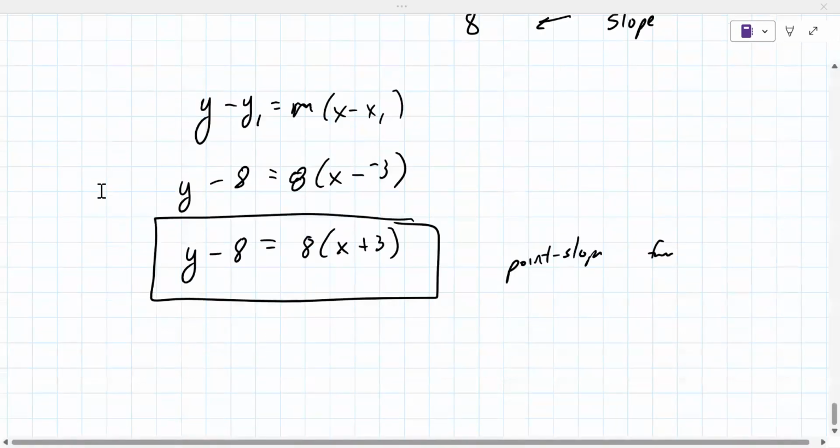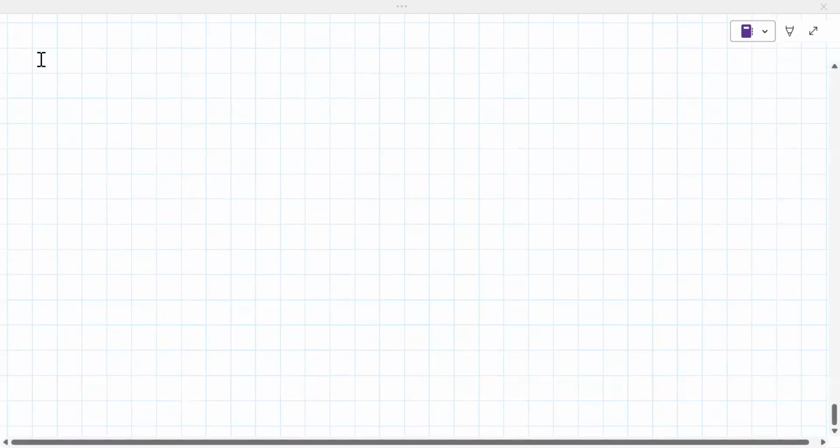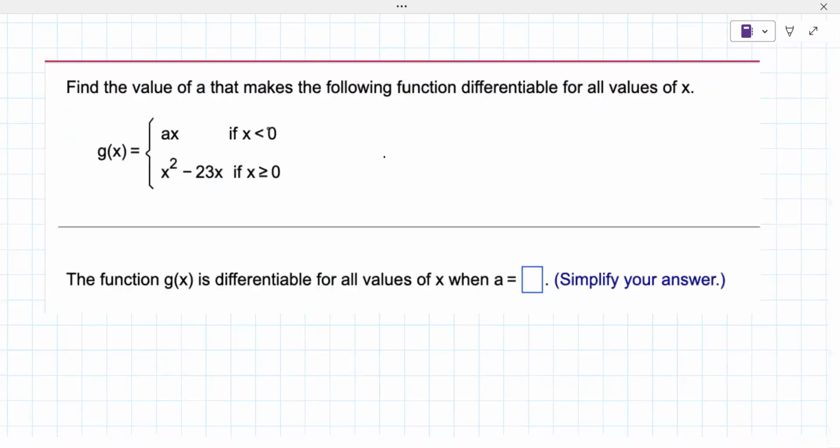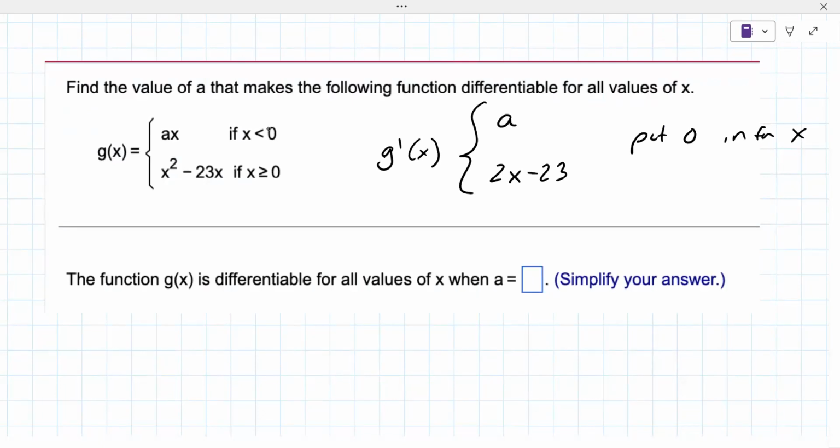Let me really quickly do the last one here, and we'll close out with this one. The first thing is you have to take a derivative of both of these. The derivative of the first one is a, the second one is 2x minus 23. Then you put 0 in for x. That cleans this up pretty quickly. You get 2 times 0 minus 23, which ends up being minus 23.